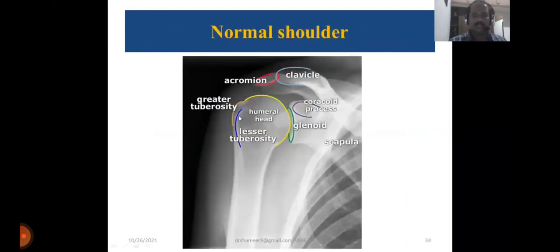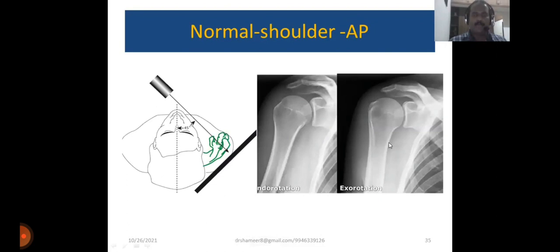Okay, with a shoulder AP, we can see this is the glenoid, this is the lesser tuberosity, this is the greater tuberosity, this is the acromion, this is the clavicle. This is the normal shoulder anatomy, and the view is very, very important. This is the way we can get a shoulder X-ray. Okay, if the ray passes from the same level of the shoulder, you will get an X-ray like this. You will get a clear subacromial space.